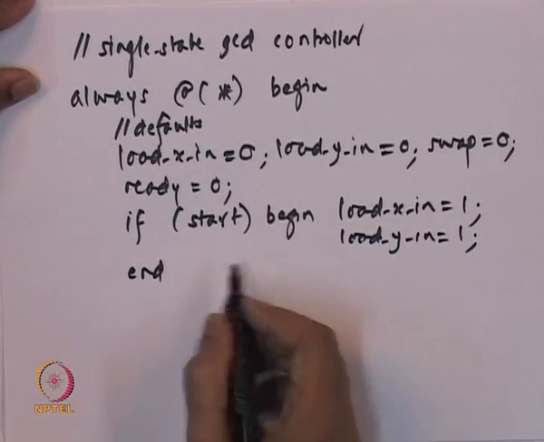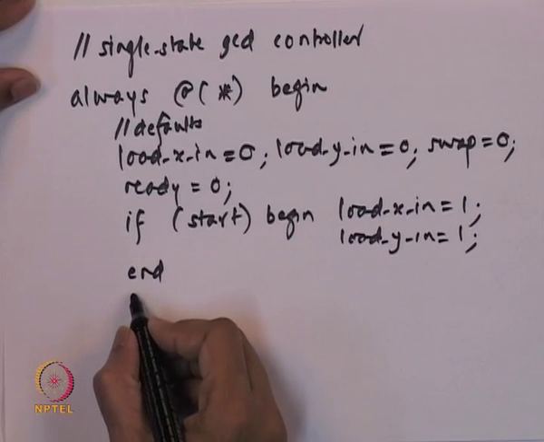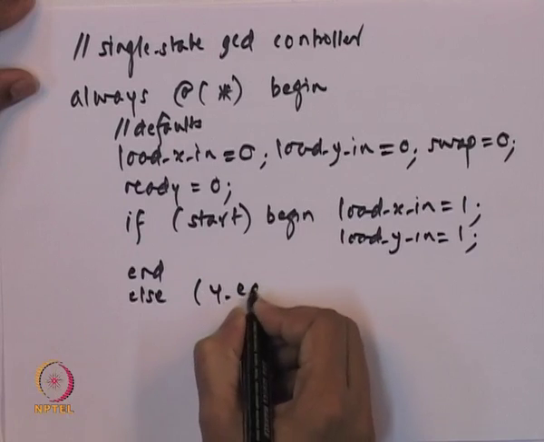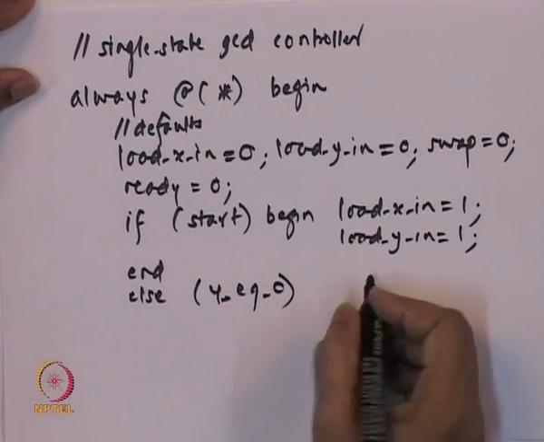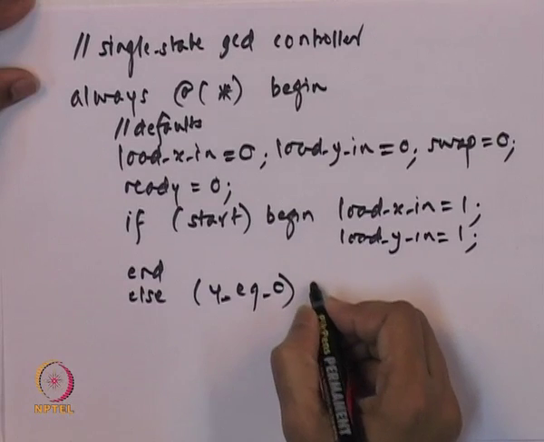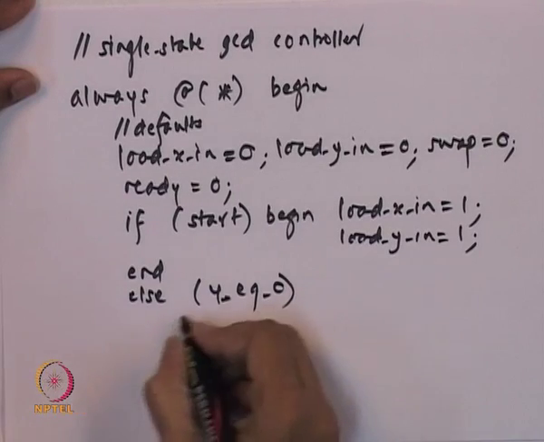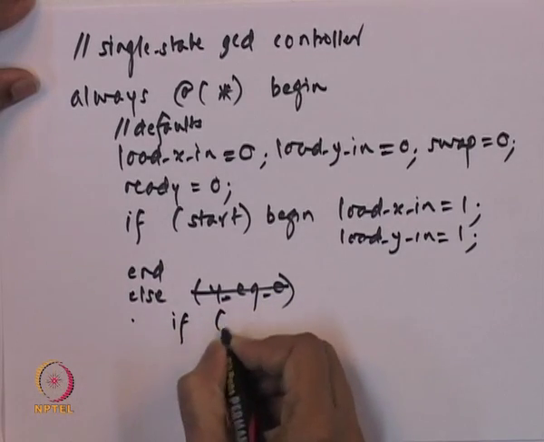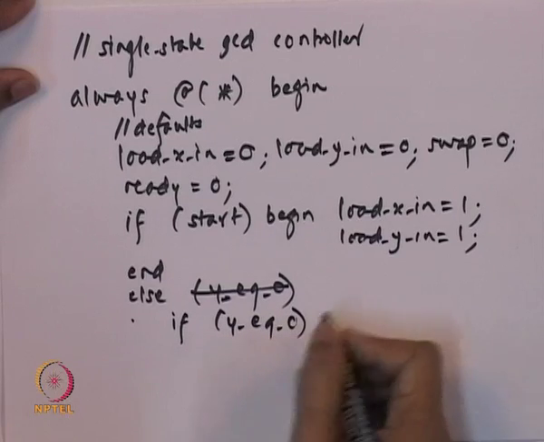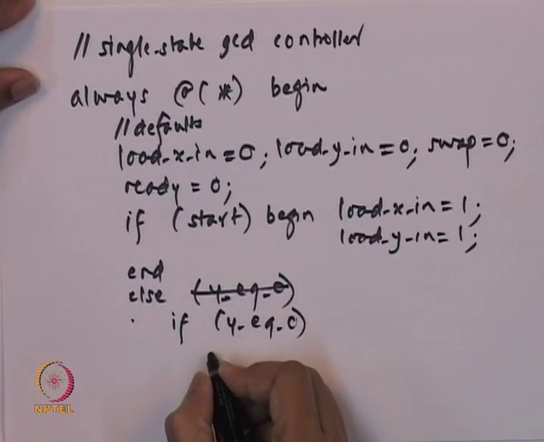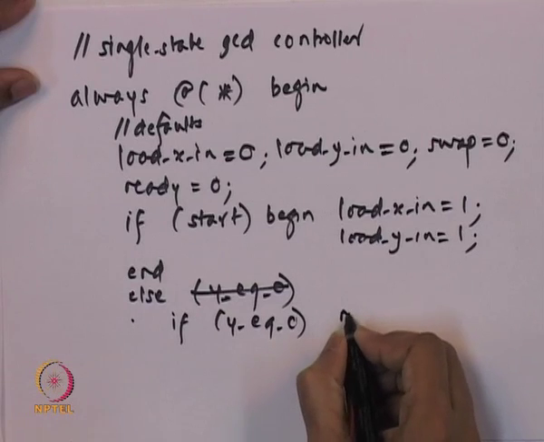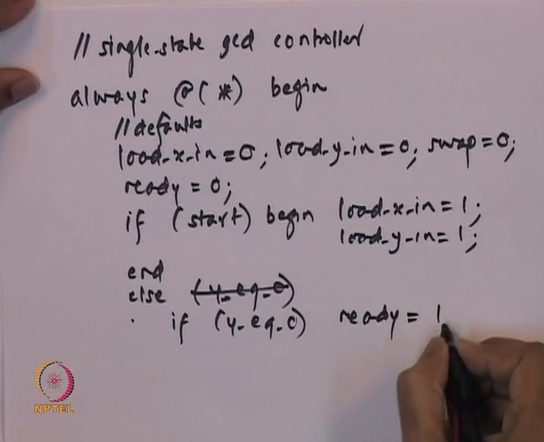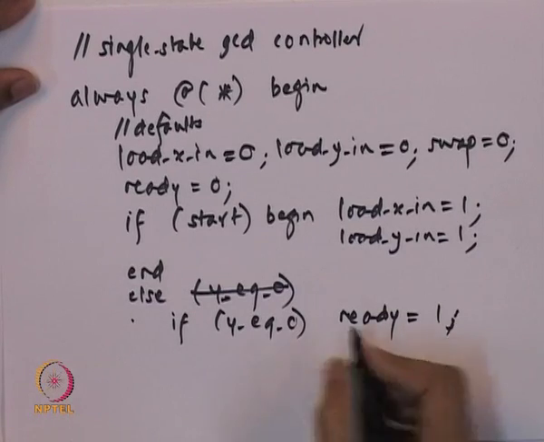That is the end of the case, start is asserted. If start is not asserted, then we are in the computational loop, and first we will check for whether y is equal to 0 or not. If y is equal to 0, then we will immediately, necessarily mean that the ready signal has to be asserted in this clock cycle.